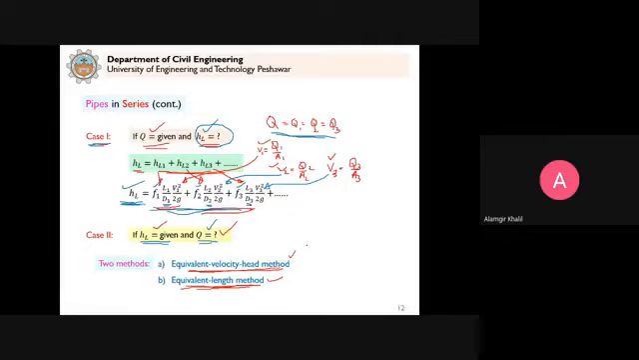Now in the previous editions of the textbook, they explain both of these methods, but now if you study the 10th edition of the book, they only explain the equivalent velocity head method. But anyhow, in this course I will also explain the equivalent length method, how we proceed in order to solve the case 2 problems. Clear? In your textbook, now the 10th edition, they only explain this first method. But anyhow, we will apply both the methods in order to solve case 2 problems.